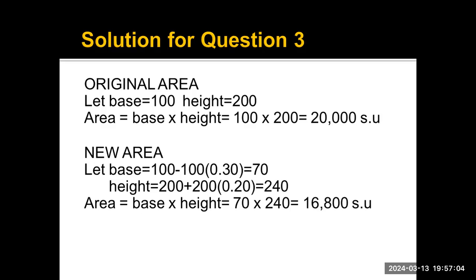For the height, I choose 200. According to the problem, the height is increased by 20%. That means addition. So 200 is being added to itself multiplied by 0.20, and that gives 240. Now, using these new dimensions, 70 and 240, the new area is 16,800 square units.